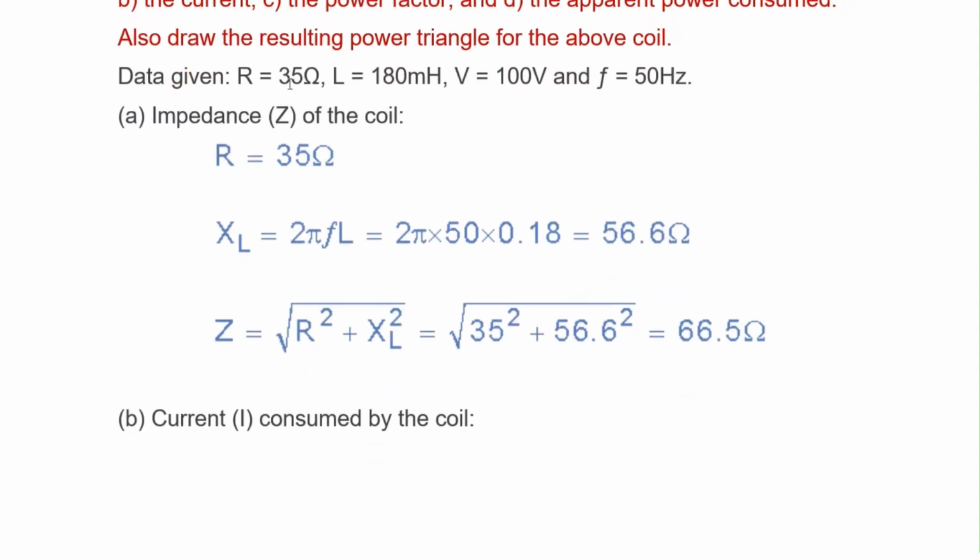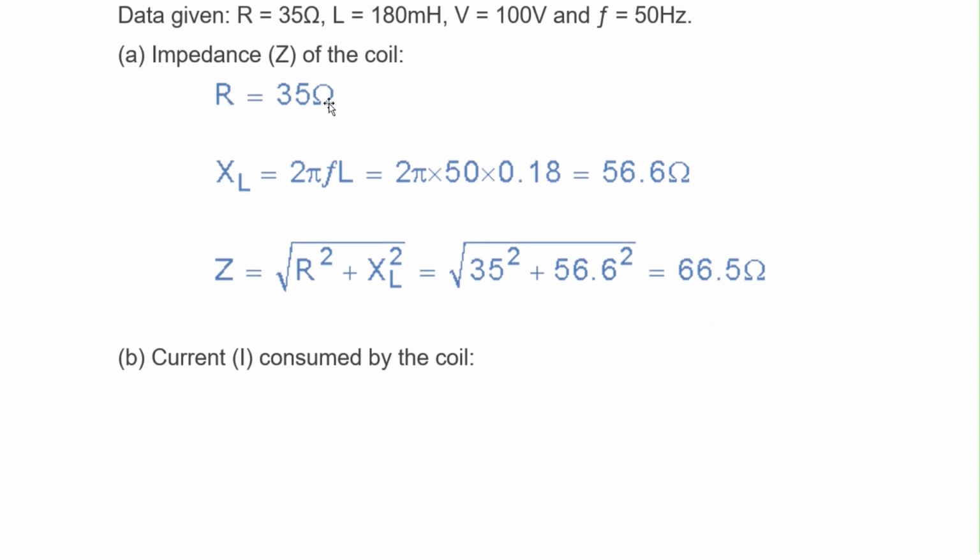So the data given is R is 35 ohm, L is 180 millihenry, V is 100 volt, and F is 50 hertz. Now let's start calculation. R is 35 ohm, XL equal to 2 pi FL. So calculate it directly. You will get 2 pi multiplied by 50 hertz multiplied by 0.18. This is 180 millihenry. So 180 multiplied by 10 to the power minus 3 is 0.18. So multiplying all these will give you 56.6 ohms.